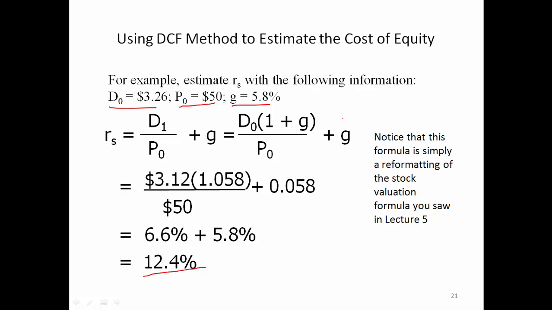This formula is simply a reformatting of the stock valuation formula you saw in lecture 5, the constant dividend growth model. So instead of trying to find P using the constant dividend growth model, here we assume that we know P. We reorganize the formula and find rs.